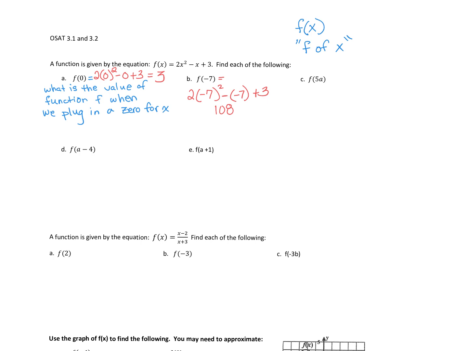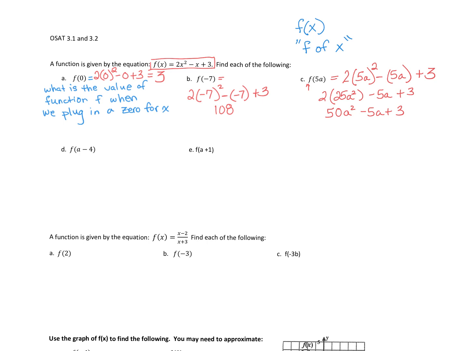Now this next example, you'll notice I have a variable in there, but the way that we do this is no different. It says take the function f, which we have right here, and plug in a 5a everywhere you see an x. So that will be 2 times (5a) squared minus 5a plus 3. Simplifying, we get 50a squared minus 5a plus 3.